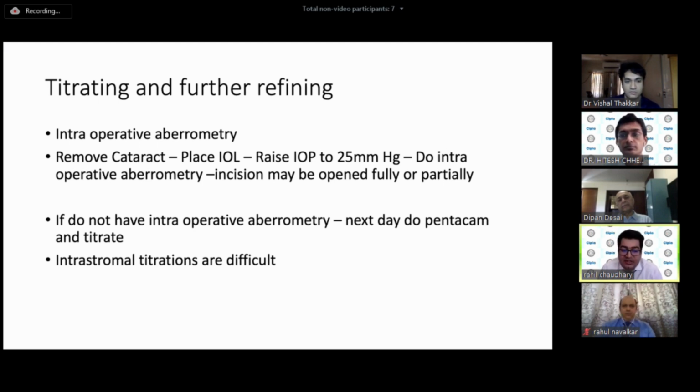And in case you don't have intraoperative aberrometry, what you can do is that the next day you can do a Pentacam and then see how much residual astigmatism the patient has, and then titrate and open the incisions. And that can be so easily done on a slit lamp. The only issue with the intrastromal femto LRIs is that it is not titratable. So if you want to be in a position to titrate even the smallest of the smallest astigmatism, then you have to do a full LRI. But the ability to titrate is the biggest advantage that one can get with femto LRIs.